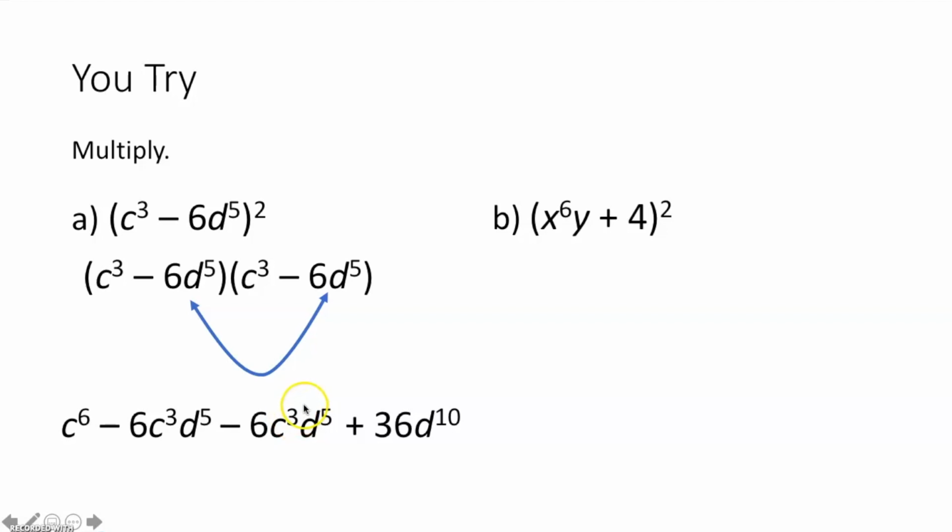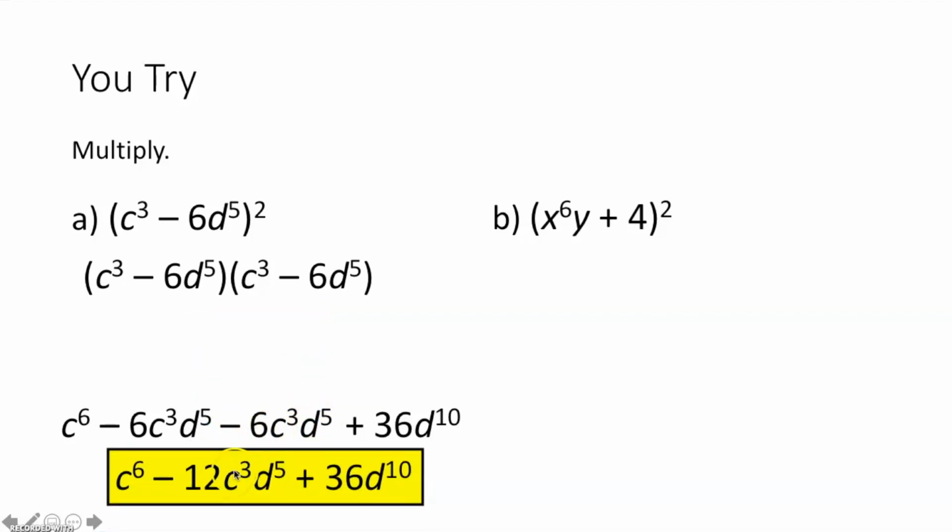Now you combine like terms in the center. Negative 6 c to the 3rd d to the 5th, minus 6 c to the 3rd d to the 5th makes it more negative, so it's going to be negative 12 c to the 3rd d to the 5th. Same thing that we got with our shortcut.